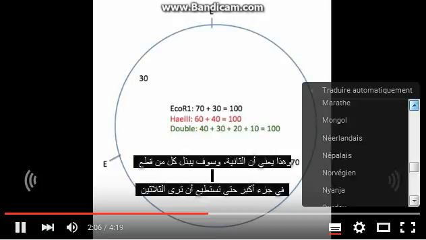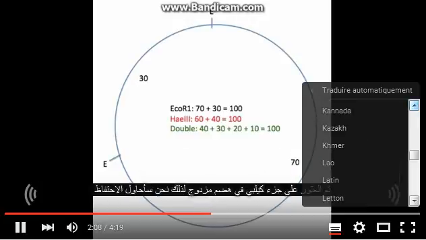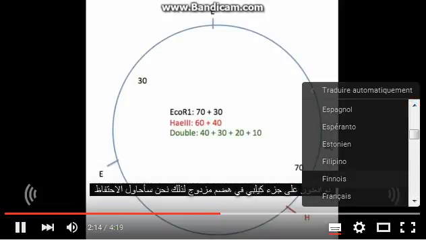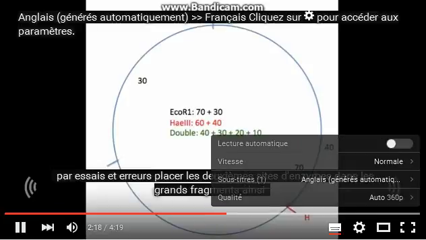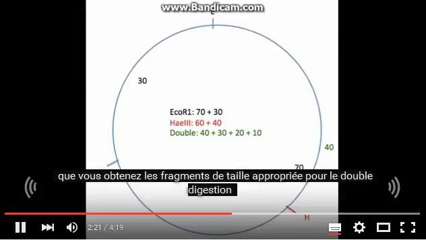So as you can see, the 30 kilobase fragment is found in the double digest, so we're going to try to retain that. By trial and error, place the second enzyme sites in the large fragment so that you get the appropriate sized fragments for the double digest.